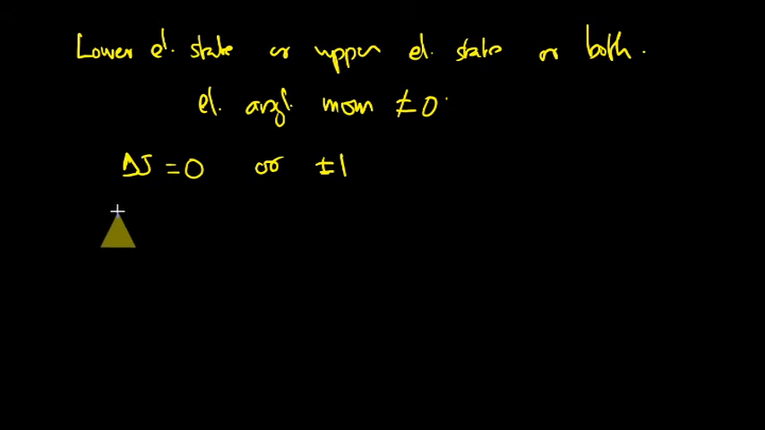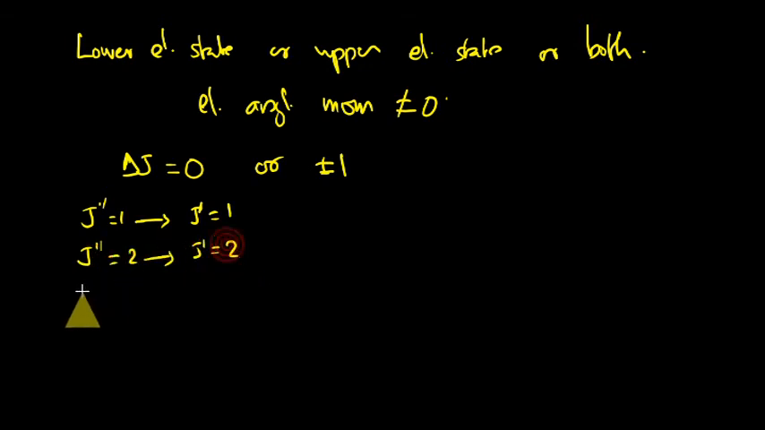Delta J is equal to 0 means J double prime is equal to 1 to J prime is equal to 1. That is delta J is equal to 0. Or J double prime is equal to 2 to J prime is equal to 2. J double prime is equal to 3 to J prime is equal to 3. All these are delta J is equal to 0.